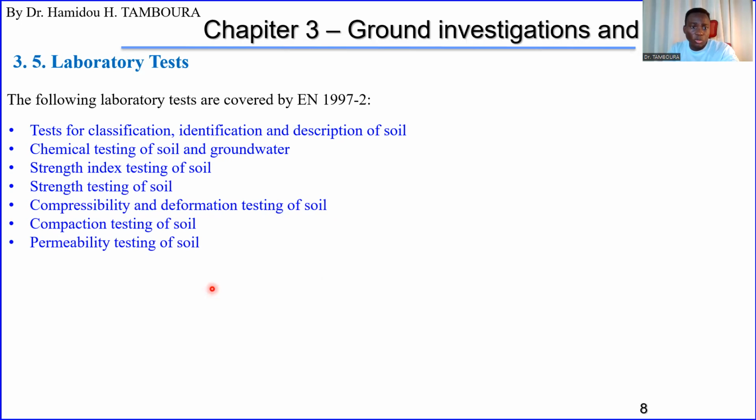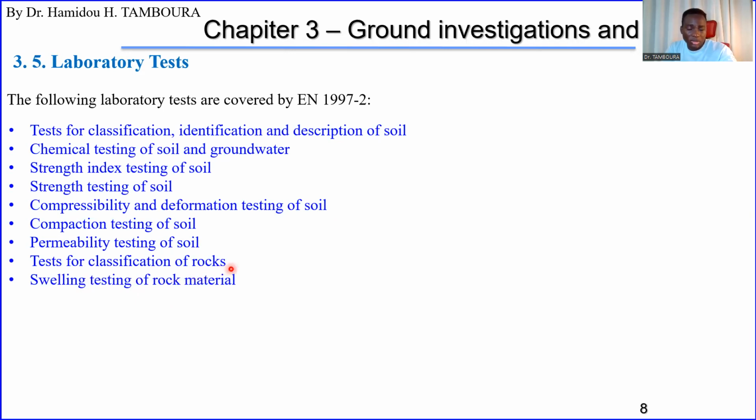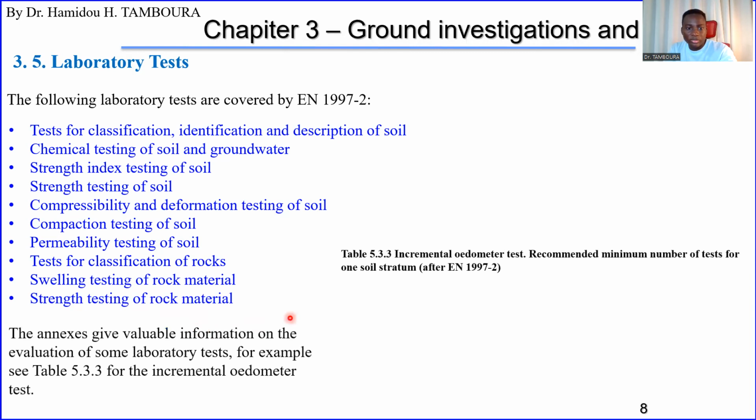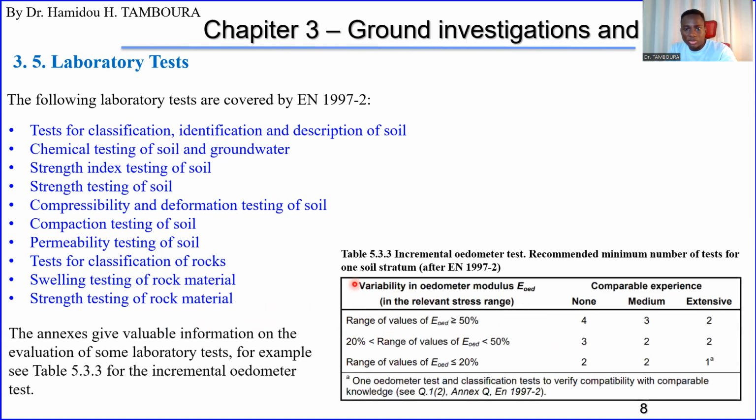Don't worry, we will talk about all these tests in detail later. Tests for classification of rock, because not only soil, but also rock is encountered in the field. Swelling testing of rock material. Strength testing of rock material. So we have here an example: incremental odometer test, recommended minimum number of tests for one soil stratum, range of value. I hope you know what this test is.